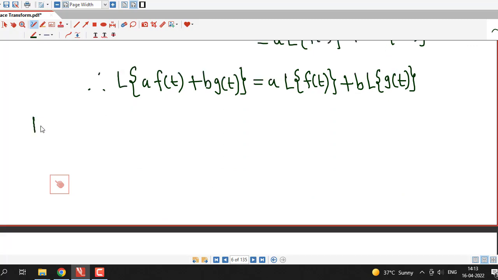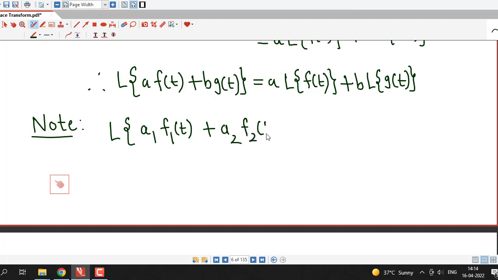Now this property is true for n number of functions. Instead of only two functions, we can generalize this property to n number of functions and n constants. Suppose we have n functions f1, f2, up to fn, and they are multiplied by n constants a1, a2, up to an, then also the linearity property is correct.